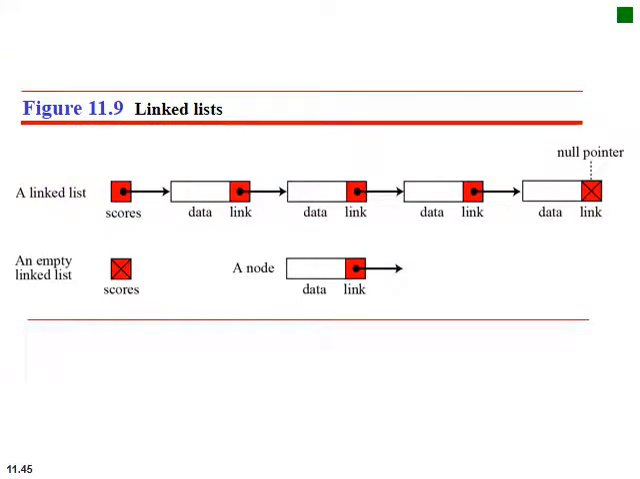So here is a graphical representation of the linked list. Basically it looks like this. It is some kind of structure which has a name. Scores is the name of this linked list, and that is just a pointer, that points to the next item in the list. And each of those items, this entire item here in the list, is also referred to as a node.